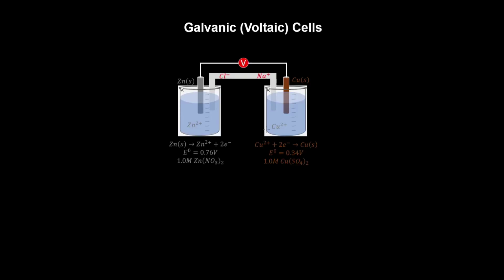Galvanic cells use energy released during a thermodynamically favoured reaction to generate electricity. So if we sum these redox half reactions, which occur in separate containers, we get a thermodynamically favoured redox reaction.